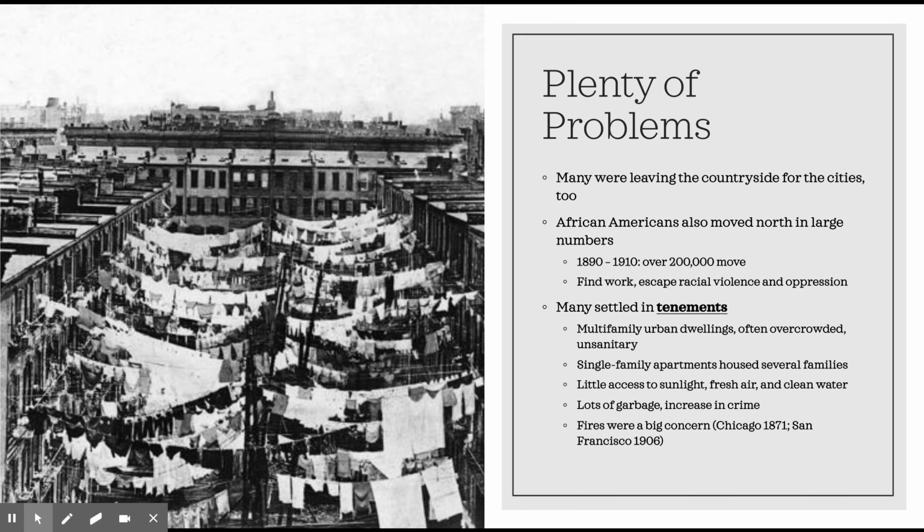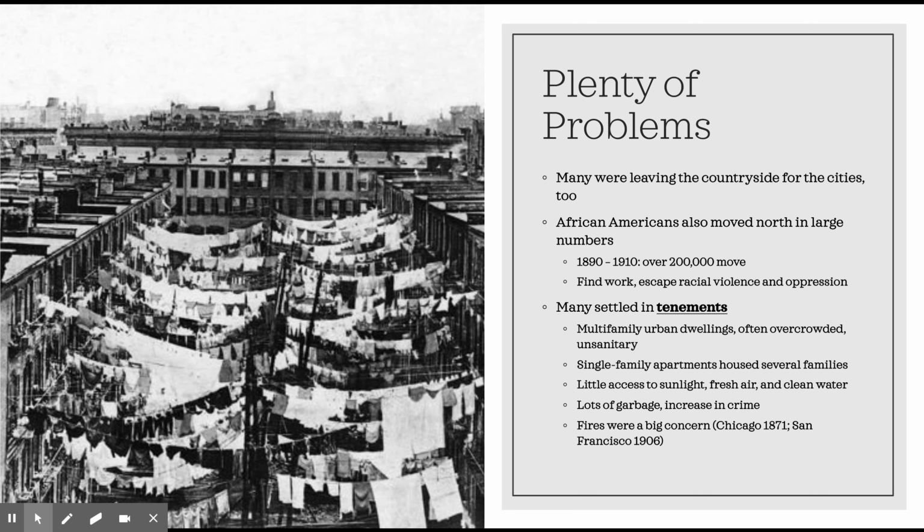You'd have single family apartments that would house several families, right? So it's meant for one family, but you have multiple families living there. You'd be very cramped. And this meant that there was little access to sunlight, little access to fresh air, little access to clean water. And this would result in lots of garbage, and there would be an increase in crime and fires. Fires were also a big concern because a lot of these early cities were built out of wood.